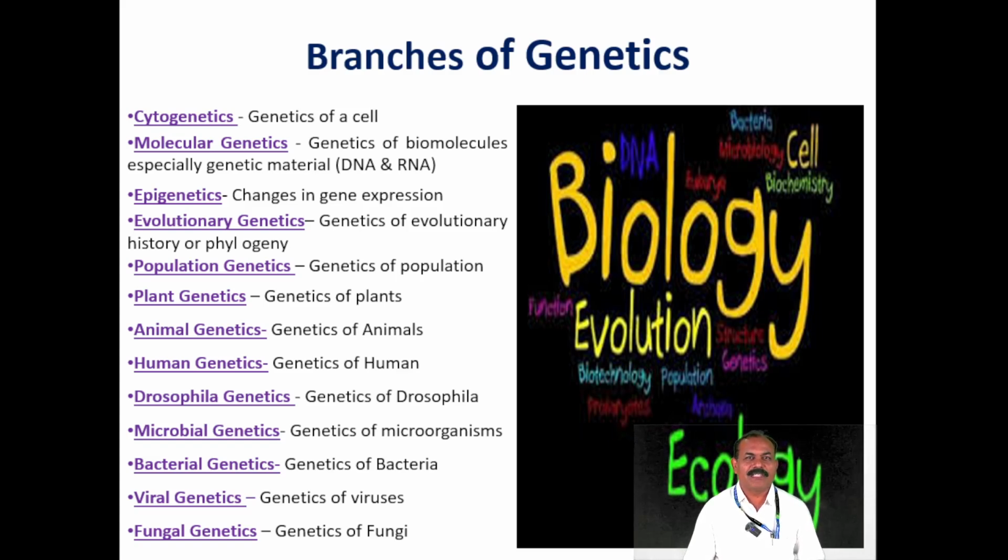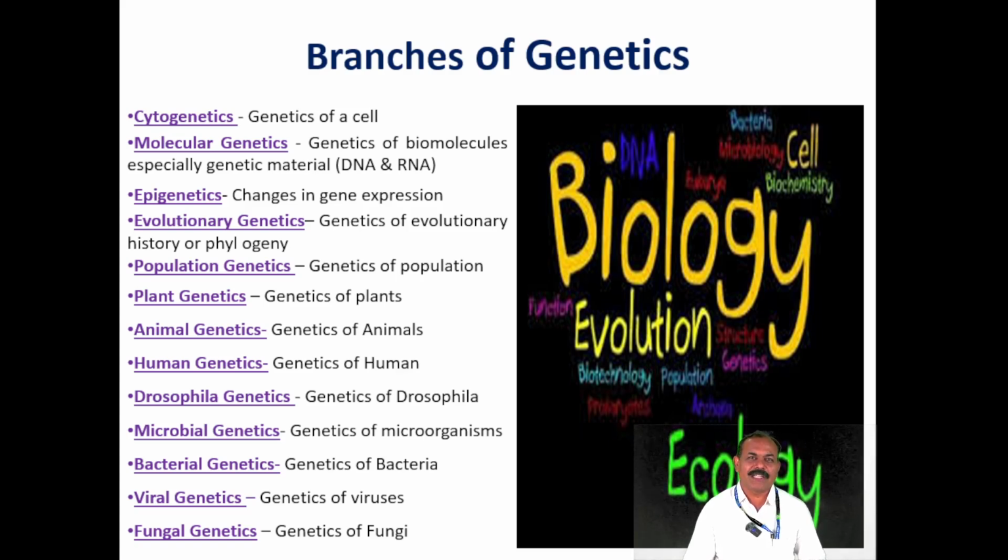Population genetics means genetics of a population, right. Plant genetics means genetics of plants. Animal genetics, the genetics of animals. Human genetics, genetics of a human. Drosophila genetics, genetics of Drosophila. Drosophila is nothing but a fruit fly. Then microbial genetics, genetics of microorganisms. Bacterial genetics, genetics of bacteria. Viral genetics, genetics of viruses. Fungal genetics, the genetics of fungi.